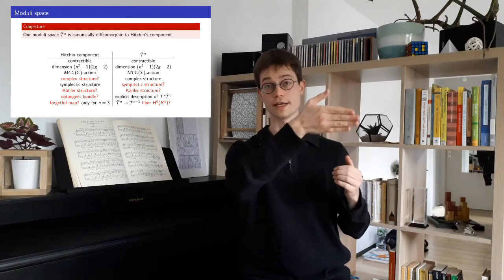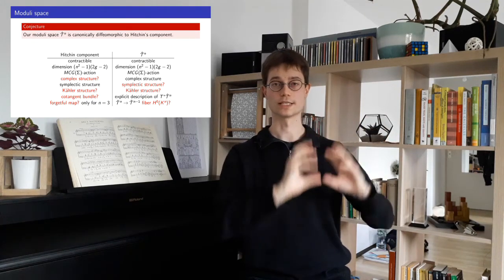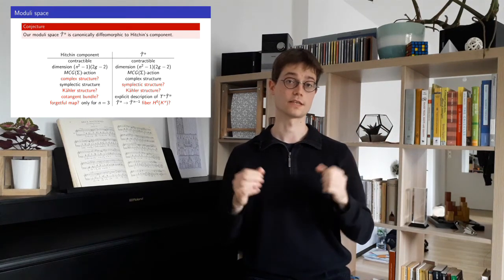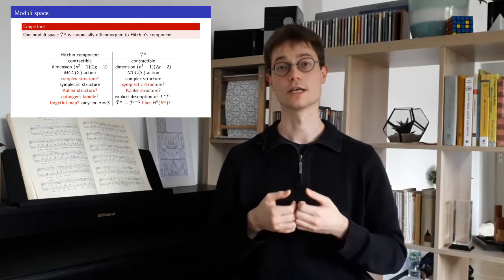And so we know that there is a map from the Hitchin component of PSL3R to PSL2R, where the fiber is given by holomorphic cubic differentials. This is due to Loftin and Labourie.